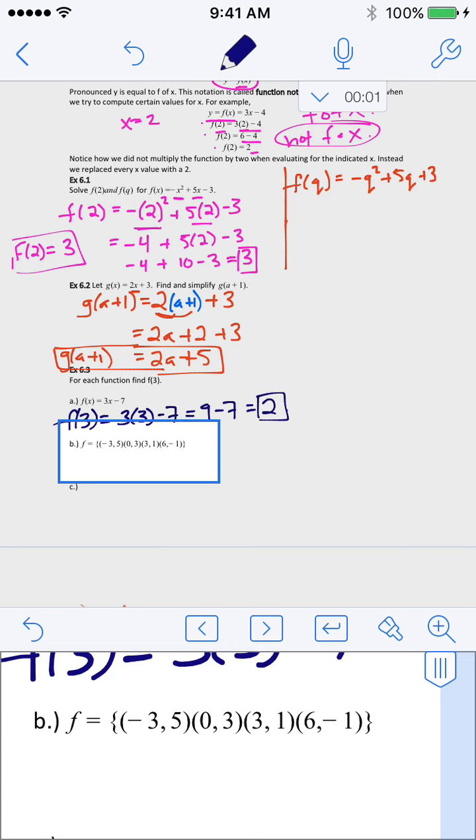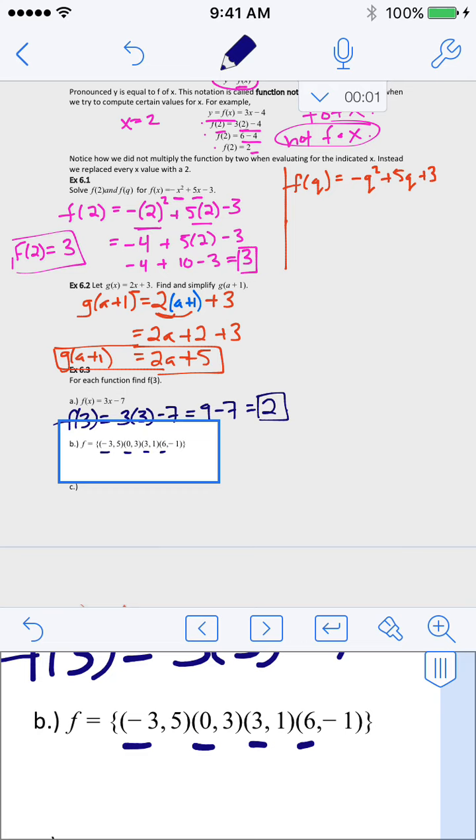Let's take a look at this function, though. It is a function, right? We can see that each x is independent, right? There's no double x's that go to two different y's. How would I find f of 3 here? Discuss.